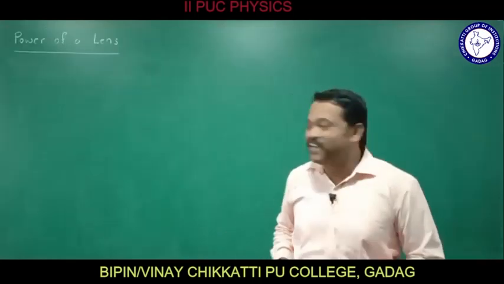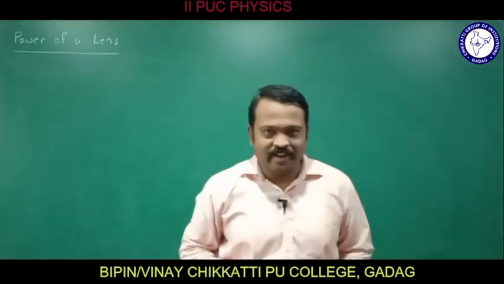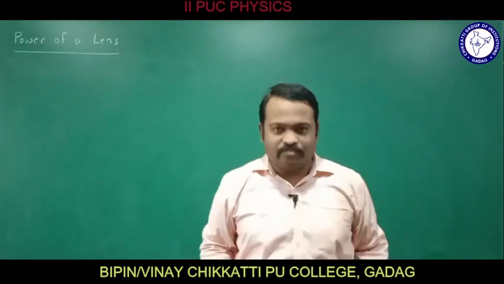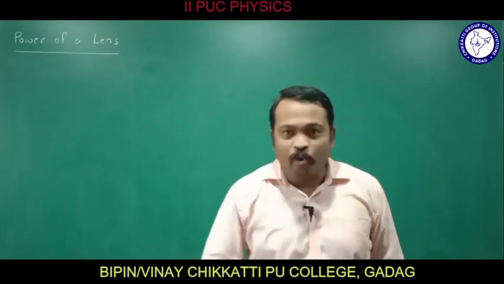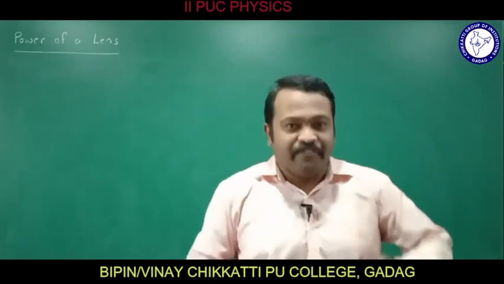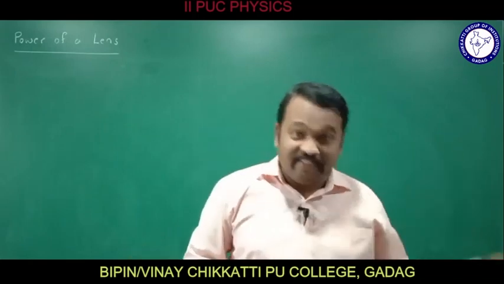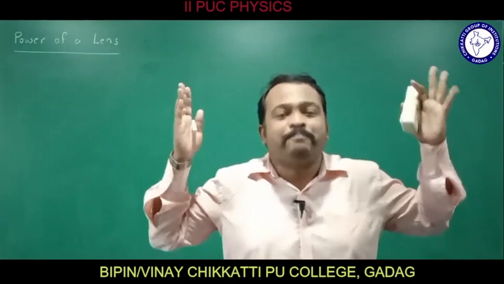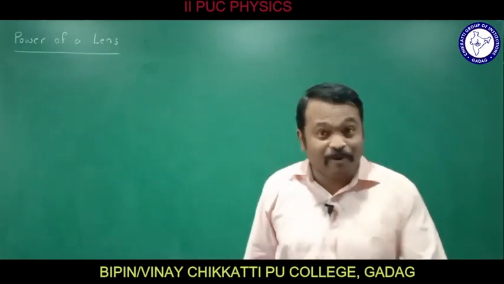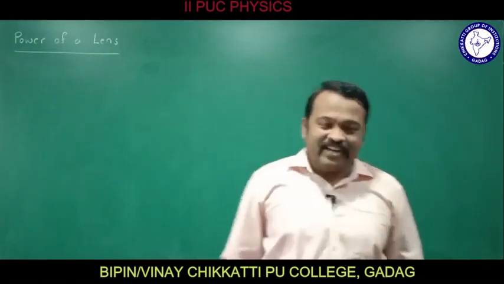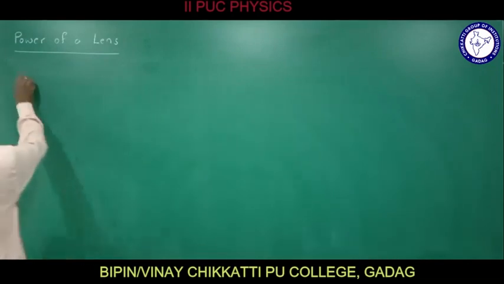Now let us move on to the power of a lens. We speak about what the power of a lens is. First of all, you need to know what a lens actually does. If you take a convex lens, it converges the parallel rays of light. If you take a concave lens, it diverges the parallel rays of light. Now we will be speaking about the power of those lenses. What is the power of a lens?